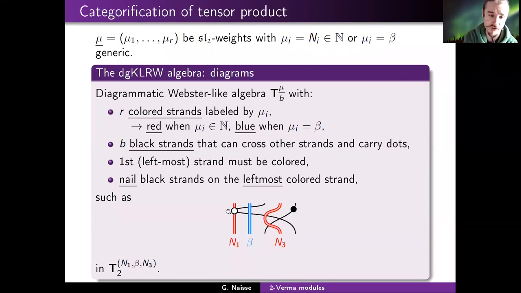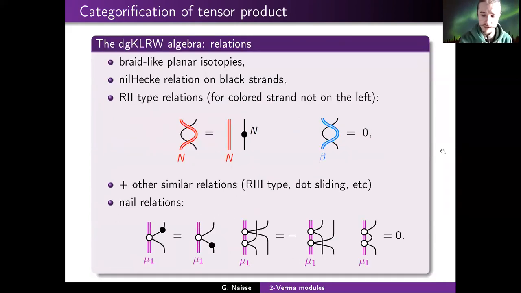I add the condition that the first strand must be colored, so I cannot have a black strand on the left. And finally, I can nail the black strand on the leftmost colored strand. So these are my new generators in homological degree one. So here's an example of such a diagram. And on this, we impose all the relations that we want. So planar isotopy, the Nil-Hecke relation on the black strands, and our kind of Reidemeister two and three relations between the black and red strands.